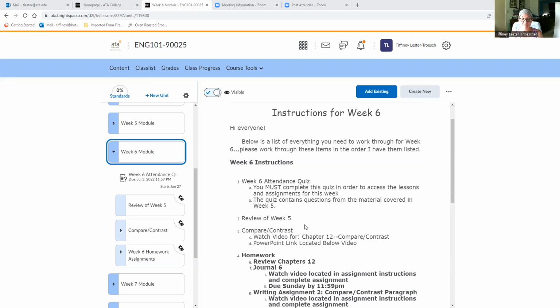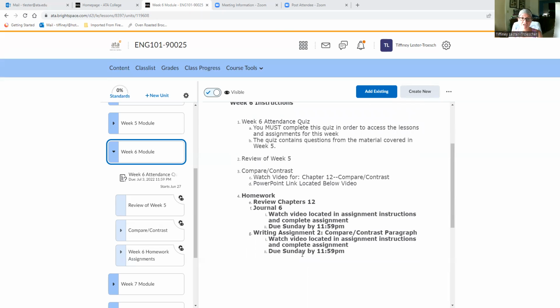Chapter 12. Then we have journal 6. Make sure you watch the video in the assignment instructions and try to have your journal in by Sunday. And then we have writing assignment 2, your compare contrast paragraph. Please watch the video in those instructions. Pay attention to the assignment packet that's attached to the instructions. There are some worksheets that you can use to help you plan your paragraph if you want. A lot of useful, necessary information in those instructions, both the written and in the video. That will be due Sunday night.